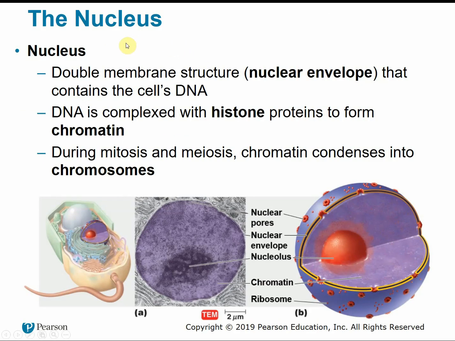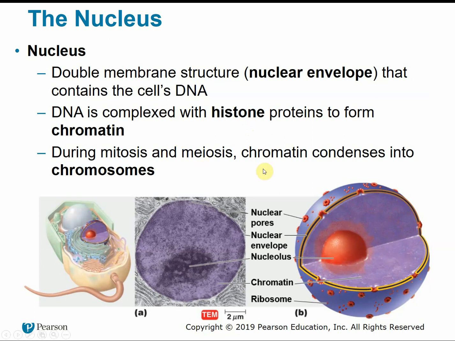The nucleus is the hallmark feature of a eukaryotic cell, so that's what distinguishes between your prokaryotes and your eukaryotes. The nucleus is a double membrane structure called the nuclear envelope that contains all of the cell's genetic information in the DNA. The DNA is combined with histone proteins to form chromatin. We said prokaryotes don't have histone proteins because their DNA doesn't need to be as organized into chromosomes or packaged into a nucleus like eukaryotes.